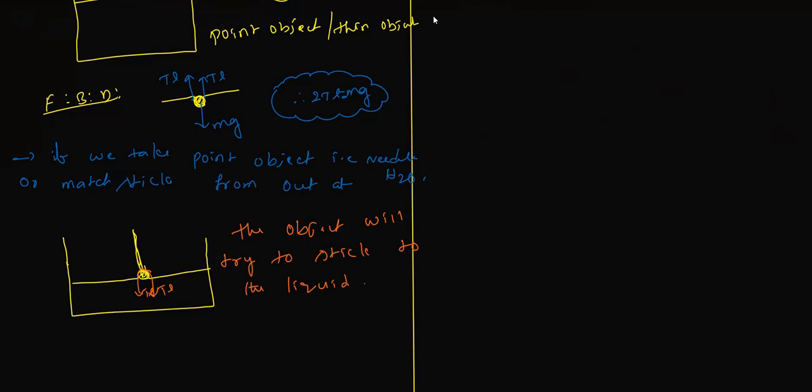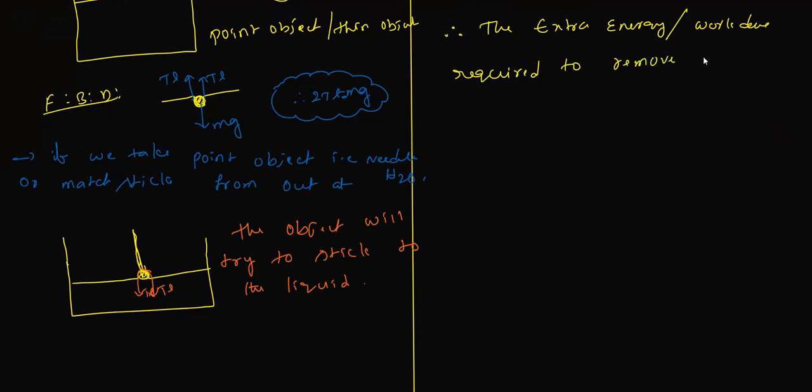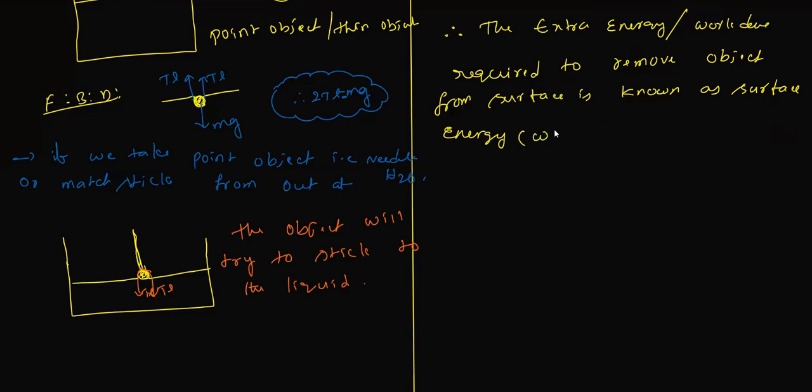Let me conclude about this here. Therefore, the extra energy or work done required to remove an object from the surface is known as surface energy. Surface energy, in brackets, symbol is W.